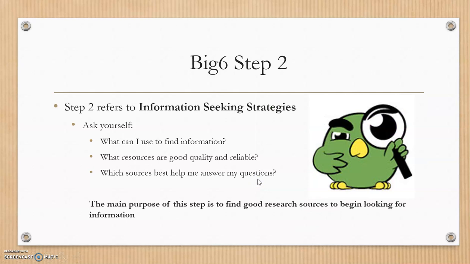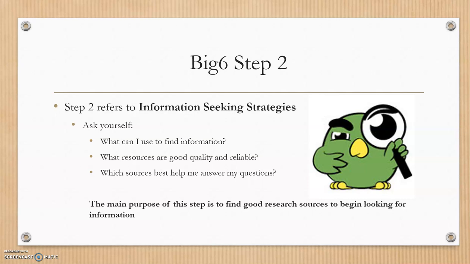So step 2 refers to information seeking strategies. Here's where you're going to actually start looking for the sources that you're going to use to begin your research. So you can ask yourself, what can I use to find information? Are you going to use books? Are you going to use encyclopedias? Are you going to use the library database or just general websites on the internet? What resources are good quality and reliable? That web guide will help you with this question.